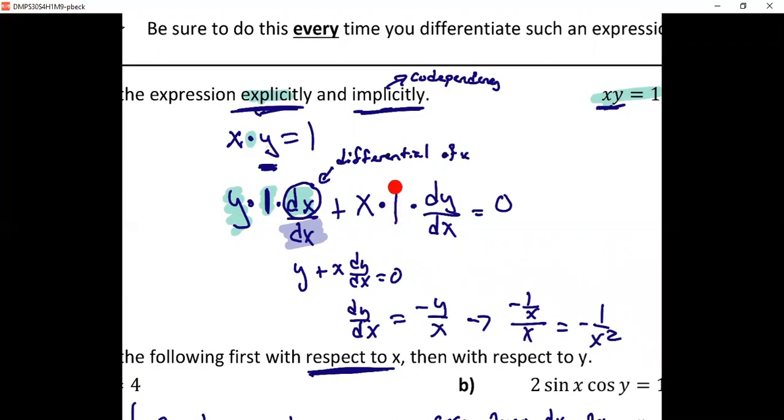Now the derivative of y is 1, times the chain, which is the differential of y, and we're still doing the respect to x, hence the differential of x down here.